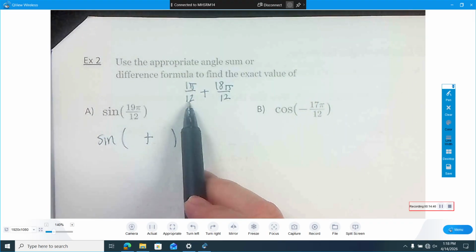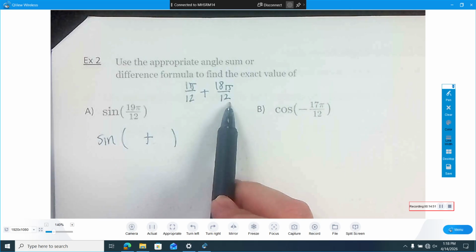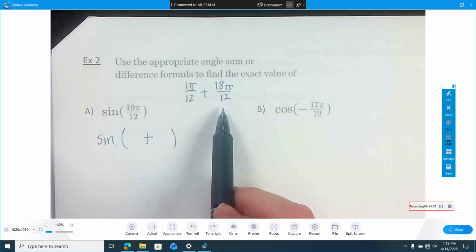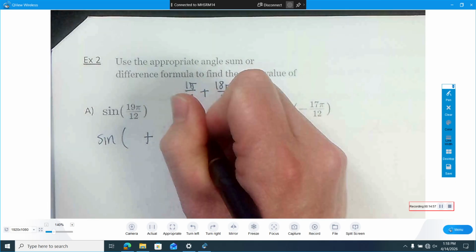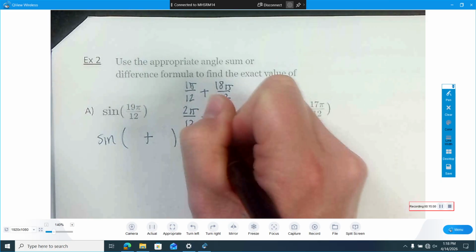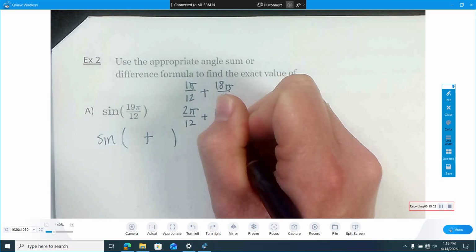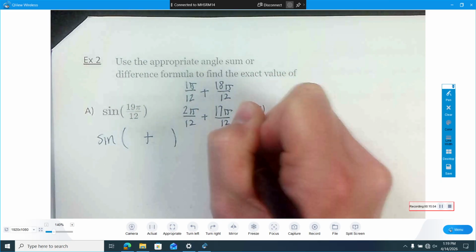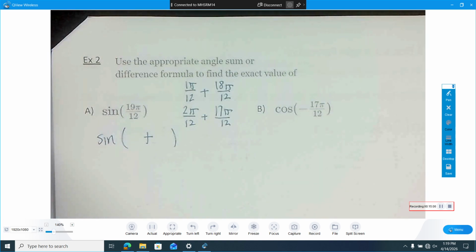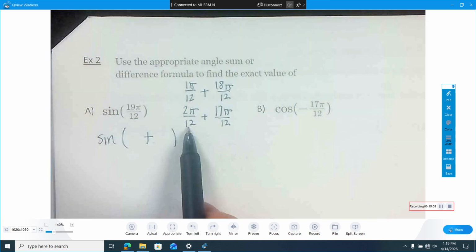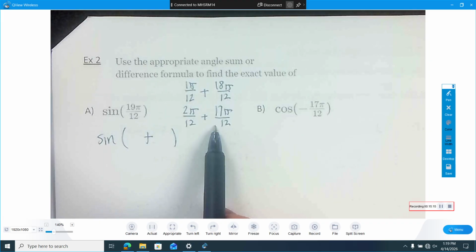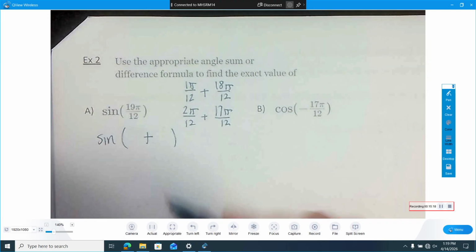Is pi over 12 on our unit circle? No. Is 18 pi over 12? It is. It actually reduces. And that's what we're looking for. So I'm going to try another one. 2 pi over 12 plus 17 pi over 12. Does that give me 19 pi over 12? Yes. Is 2 pi over 12 on our unit circle? It is. It reduces to pi over 6, but is 17 pi over 12? No. Okay, let's try another.